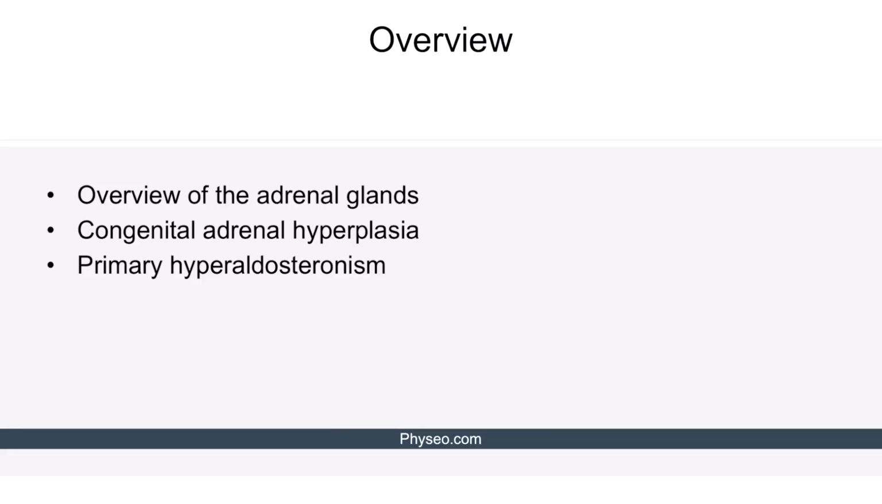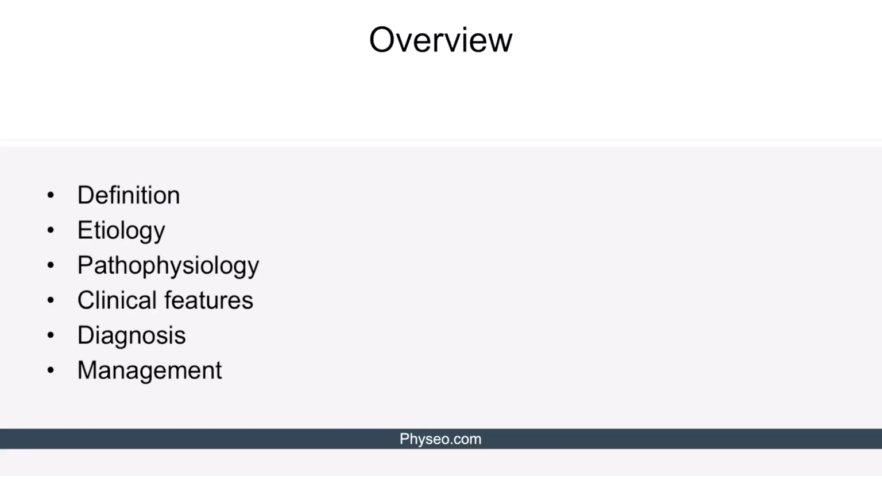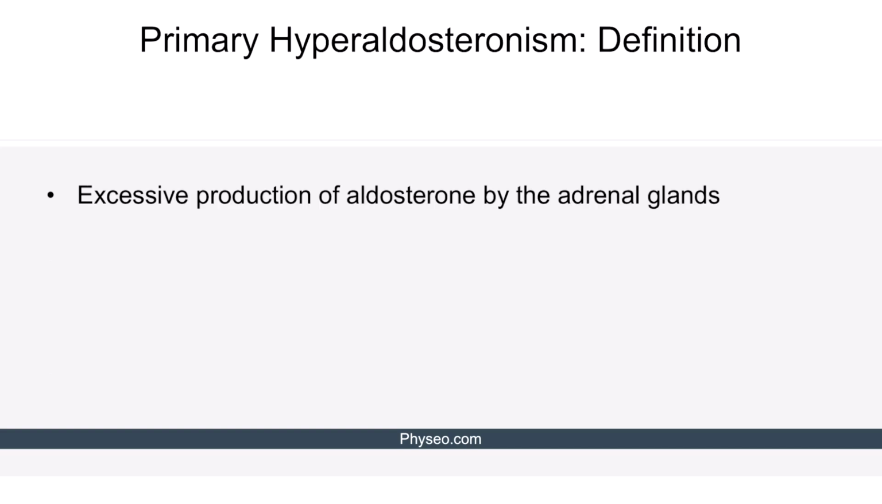Okay, let's move on to the final topic, primary hyperaldosteronism. With regards to this topic, we'll be discussing the definition, etiology, pathophysiology, clinical features, diagnosis, and management. Let's start with the definition. Primary hyperaldosteronism is characterized by excessive production of aldosterone by the adrenal glands.